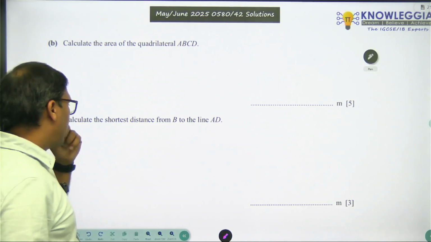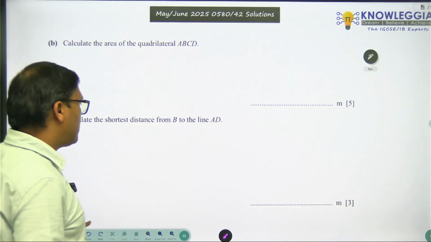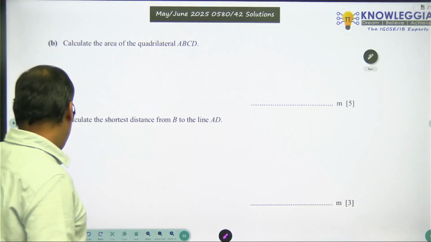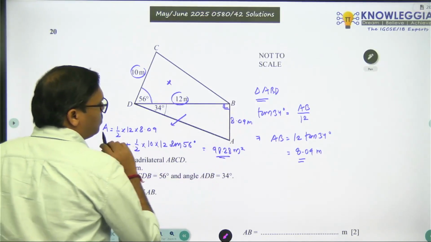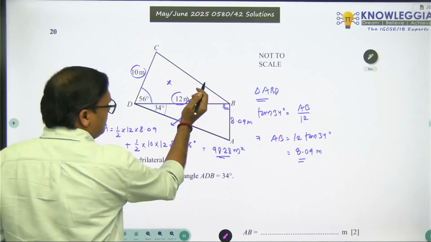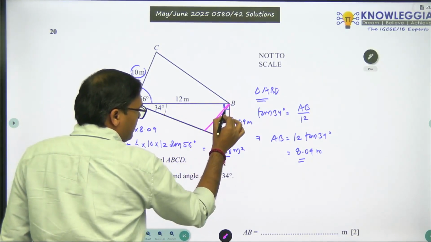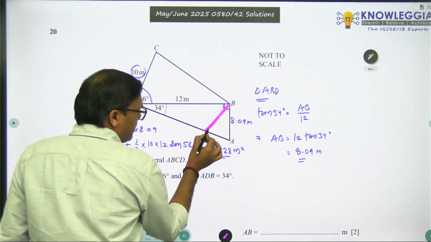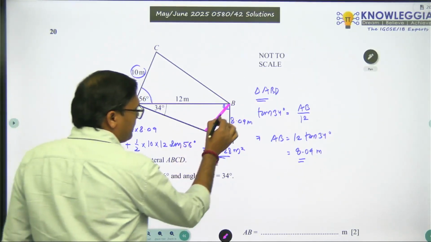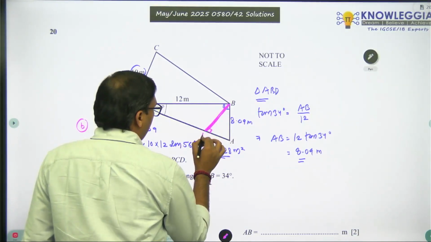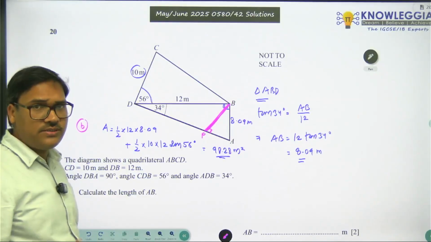Now the next part: calculate the shortest distance from B to the line AD. So you can see in this triangle, the shortest distance of B from the line AD is the perpendicular distance. You have to find this length. Let's say this is BP. You have to find BP, the perpendicular distance. That is called the shortest distance.